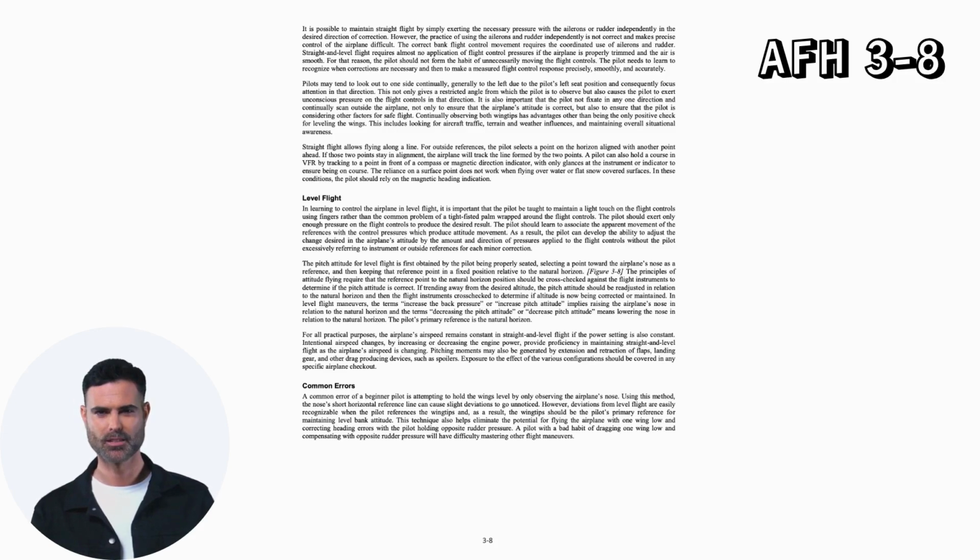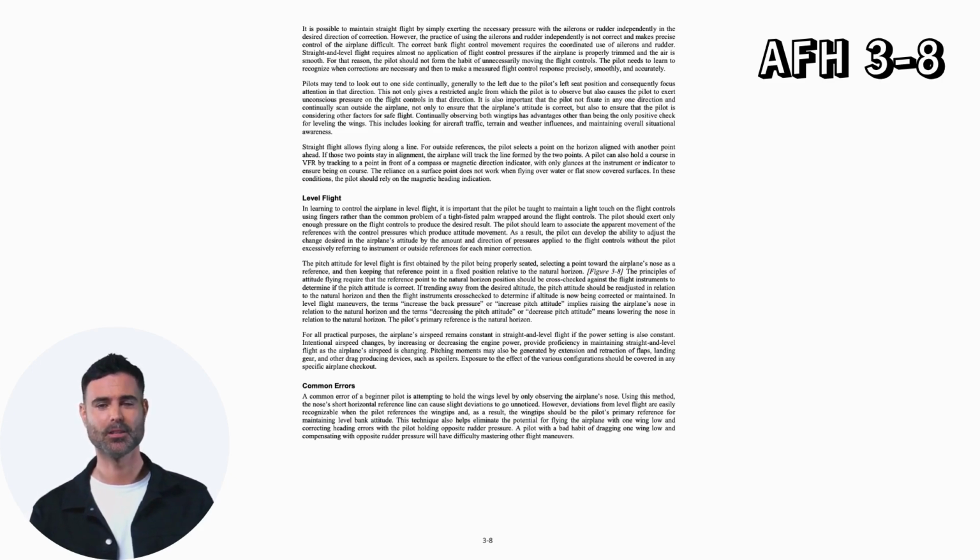It is possible to maintain straight flight by simply exerting the necessary pressure with the ailerons or rudder independently in the desired direction of correction. However, the practice of using the ailerons and rudder independently is not correct and makes precise control of the airplane difficult. The correct bank flight control movement requires the coordinated use of ailerons and rudder. Straight and level flight requires almost no application of flight control pressures if the airplane is properly trimmed and the air is smooth. For that reason, the pilot should not form the habit of unnecessarily moving the flight controls.